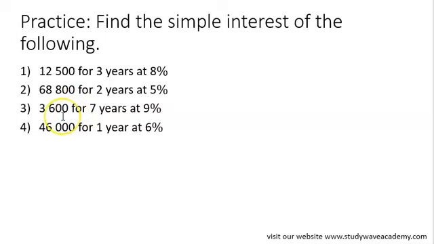And also in number 3, you do the same. 3,600 for 7 years at 9%. You use any of the formulas to solve. And number 4, you have 46,000 for 1 year at 6%. So you use any of the formulas to solve this equation. I hope we understood this lesson. If you have any confusion, you go back to our other examples to get your confusion cleared.